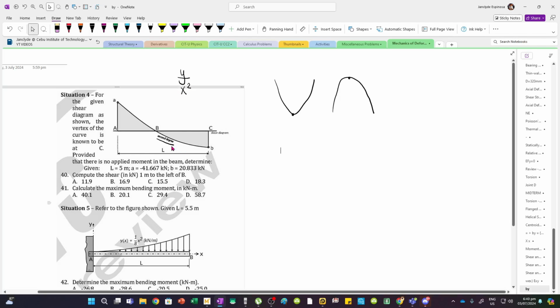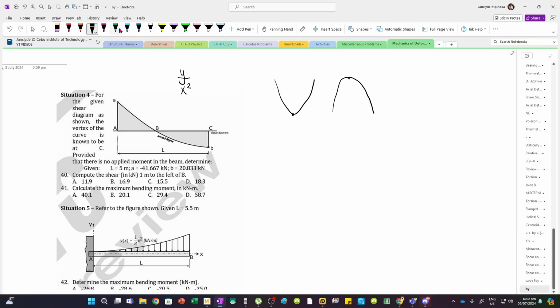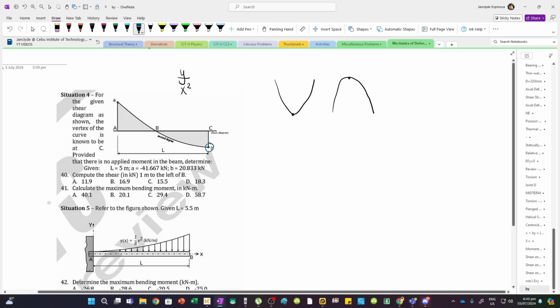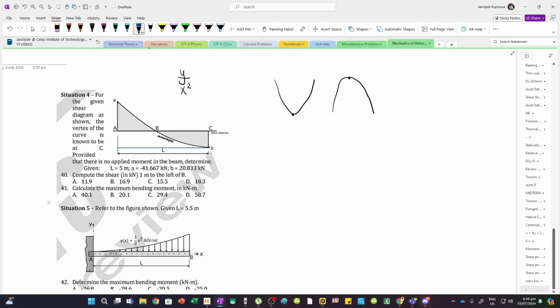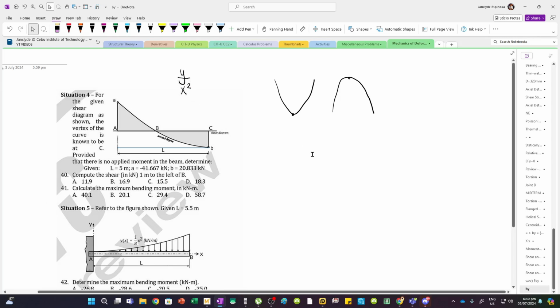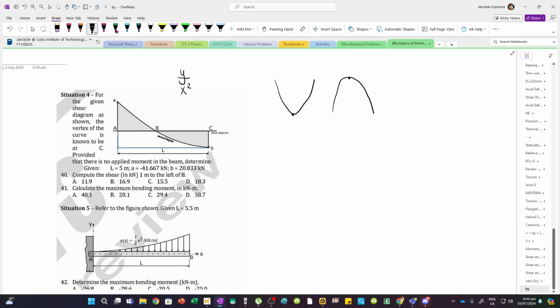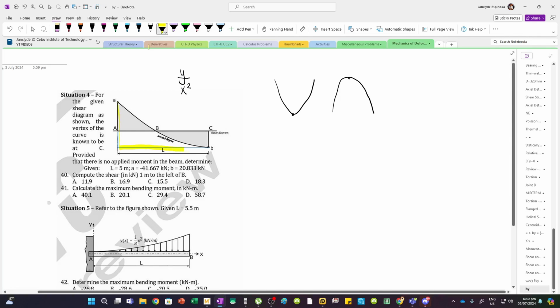So what we're going to do first is draw a line from the vertex up to A. This is so that we can form a spandrel. Using the spandrel, we can apply this ratio and proportion. This is by the squared property of a parabola. And so this is our spandrel.